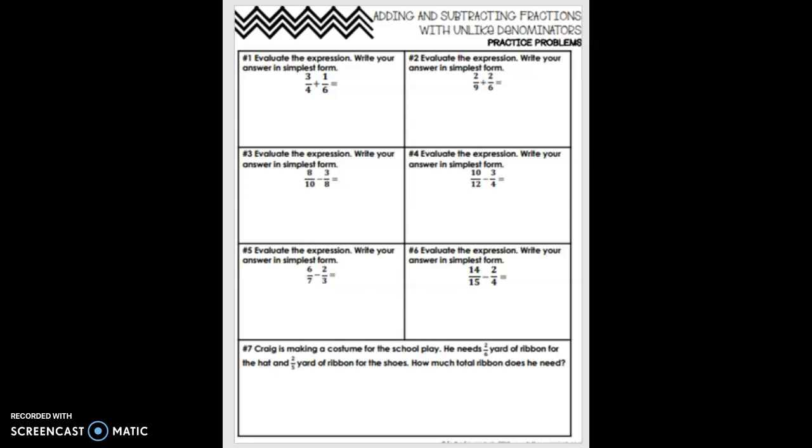Please pause the video until you have solved each problem. Then play the video to make sure you have it correct.